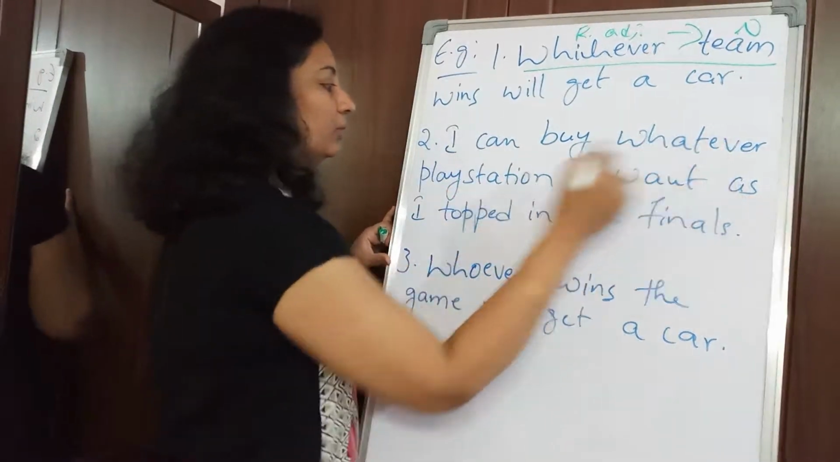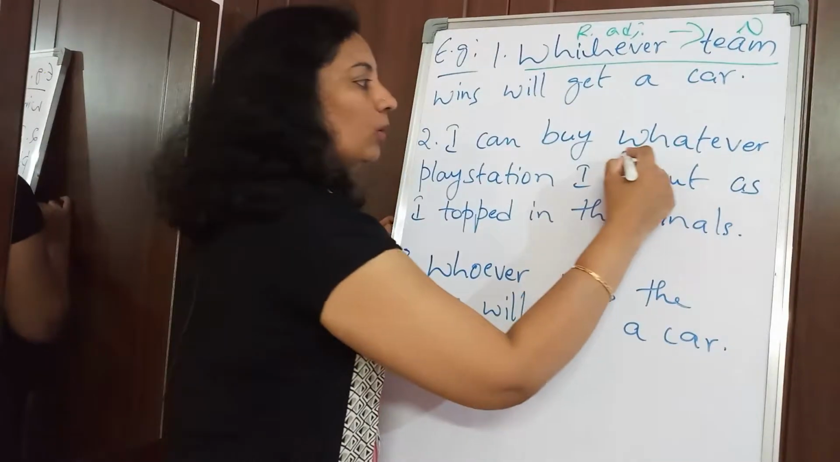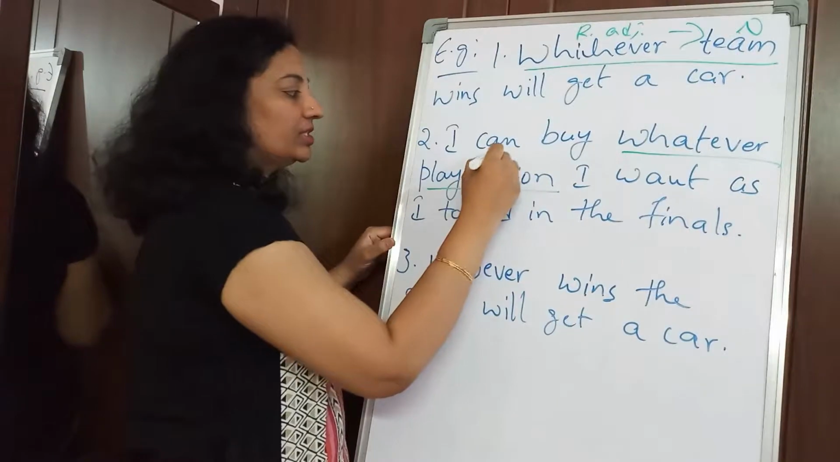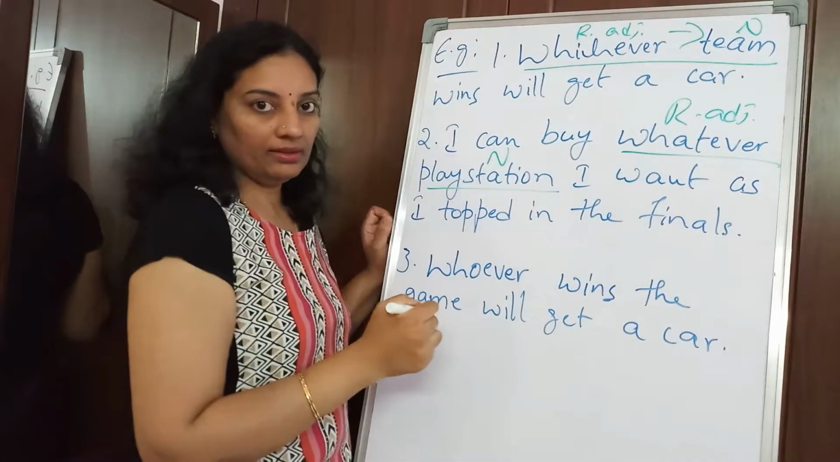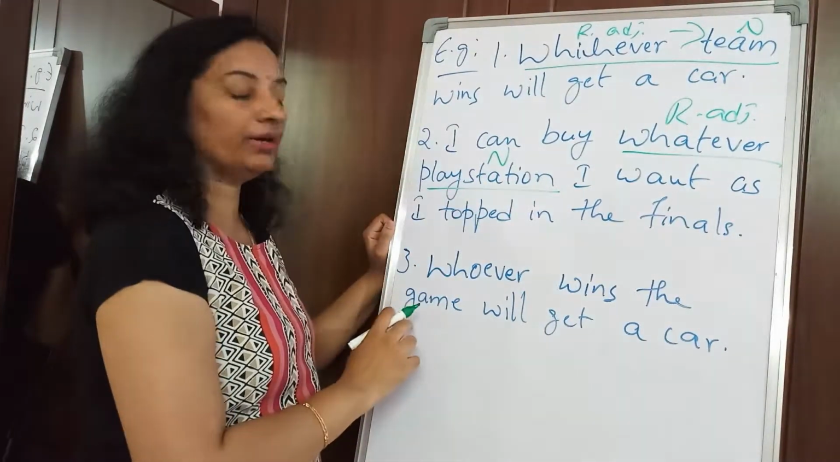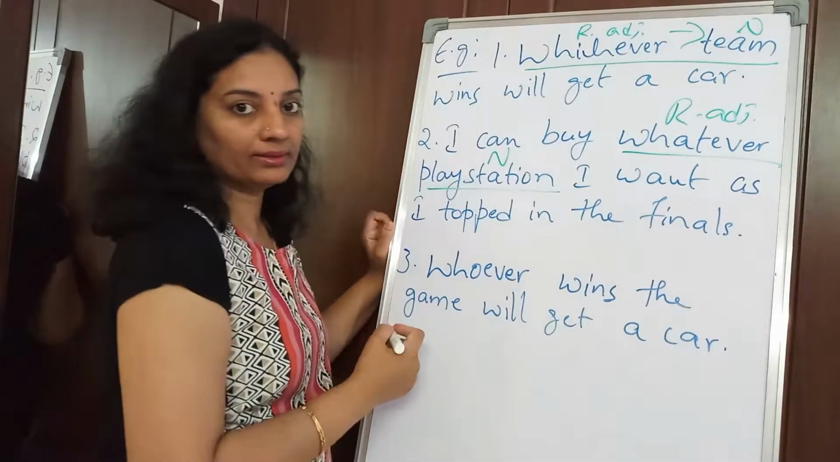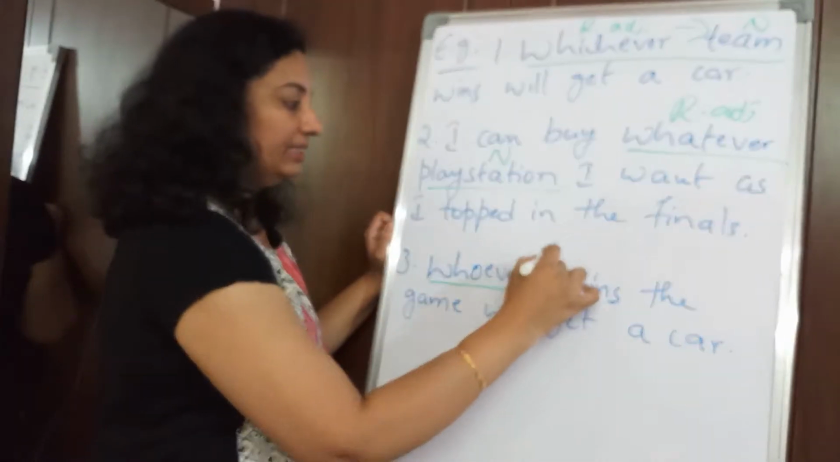I can buy whatever PlayStation I want as I topped the final exams. Whatever PlayStation, even here the rule applies. PlayStation is the noun here and whatever is a relative adjective here. Convinced till there? Then come to the third one. Whoever wins the game will get a car. Now whoever is there, but where is the noun?